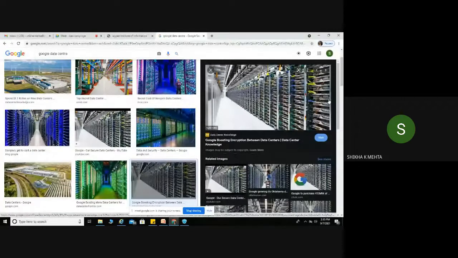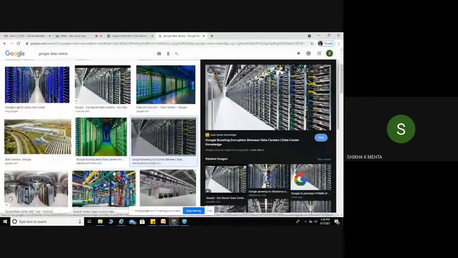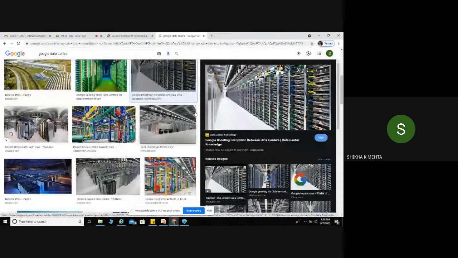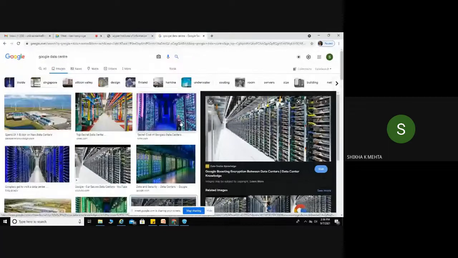See, these are the nodes which are available, and you can say these nodes are connected to each other in order to form the clusters. And we have thousands and thousands of clusters, right? So here you can see just a glimpse. Spend $1.1 billion on new data centers. So this is a glimpse of the data centers of all these companies that they have, right?